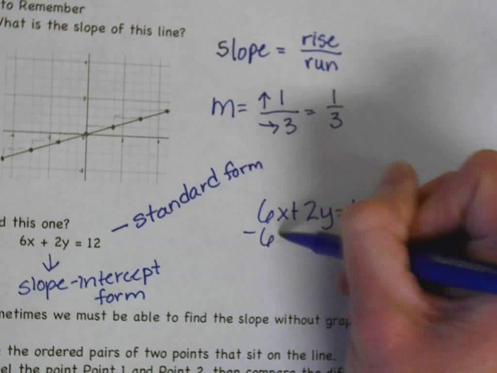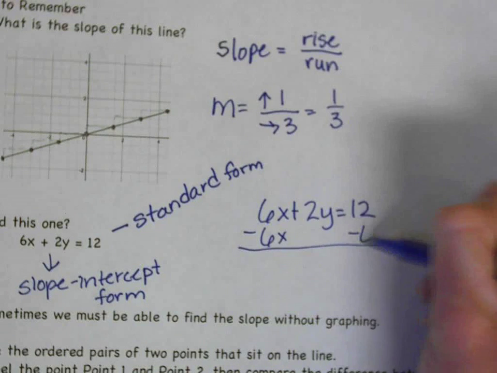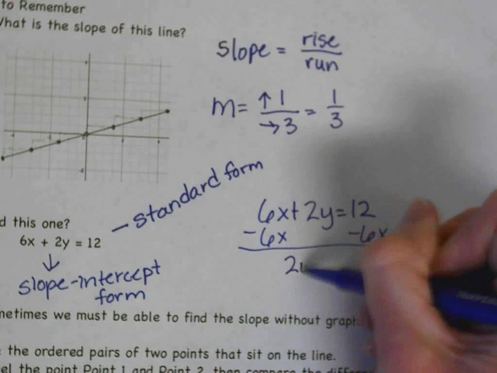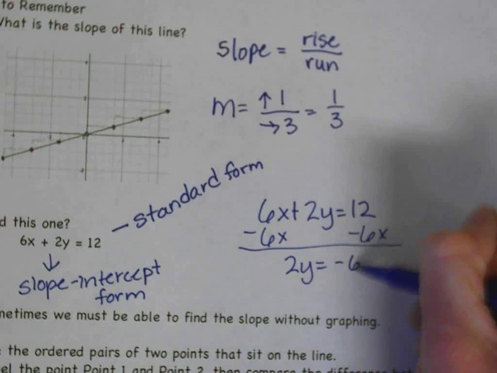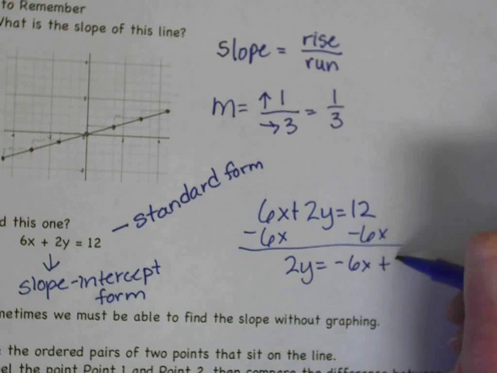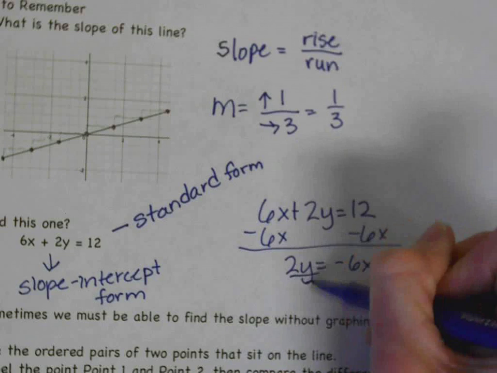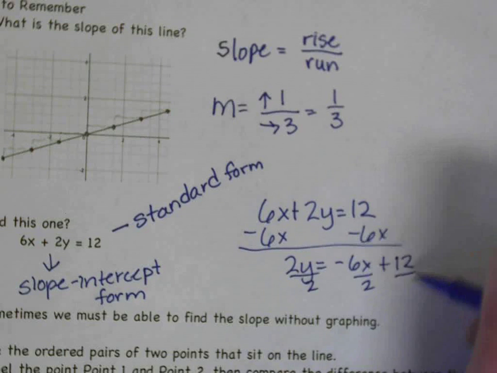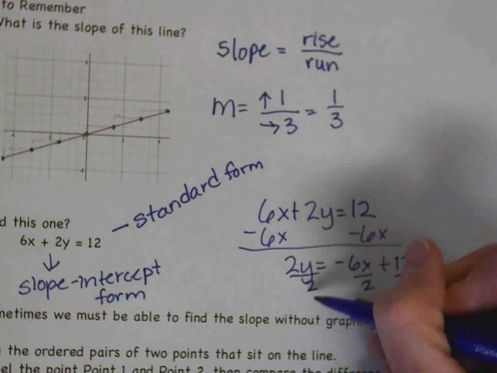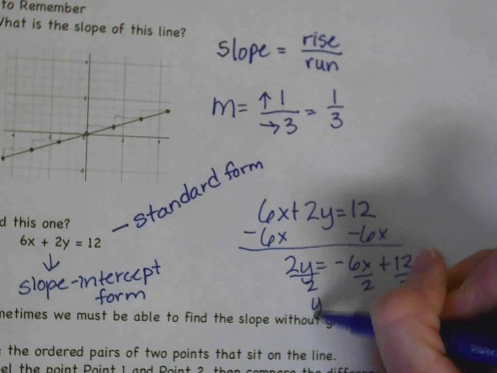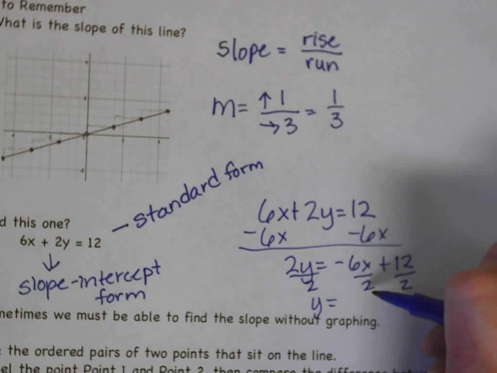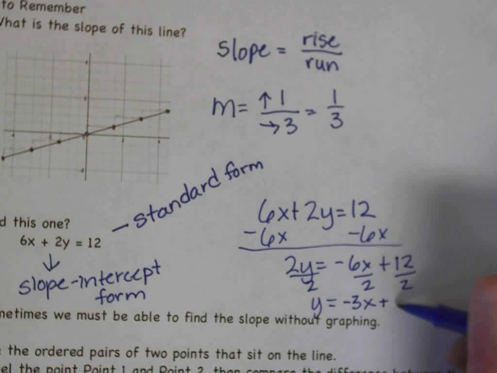Here we go. We're going to do this quickly because we're running out of time. So we have to get the x on the other side. So we're left with 2y equals negative 6x plus 12. Then we have to get the y by itself, so we divide everything by 2. So 2 divided by 2 is 1. 1 times y is y. Negative 6 divided by 2 is negative 3x plus 12 divided by 2 is 6.